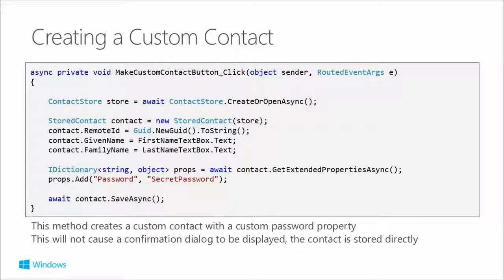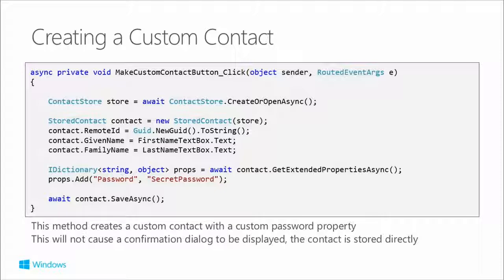To create a custom contact, you create or open a sync contact store. This would create or open an existing app custom store for your app. Then you create a new stored contact object, set some properties on it. This is just a subset of the few that you can set. And then that IDictionary string object props there, that's how you put in these kind of hidden properties that you can have associated with a custom contact that you can use a bit like tags, if you like, that would enable your particular app scenario to work.